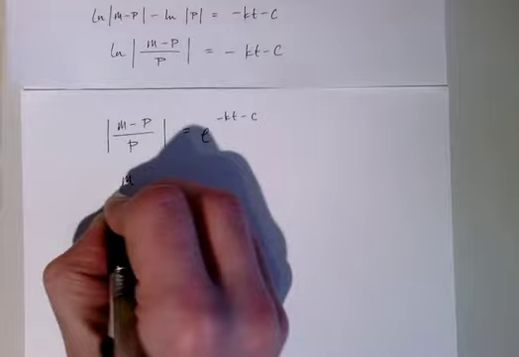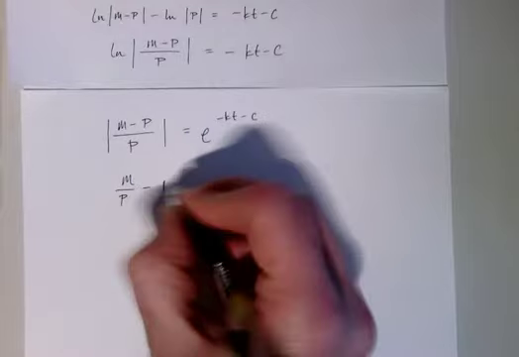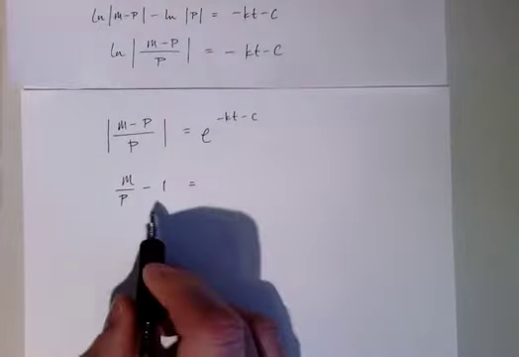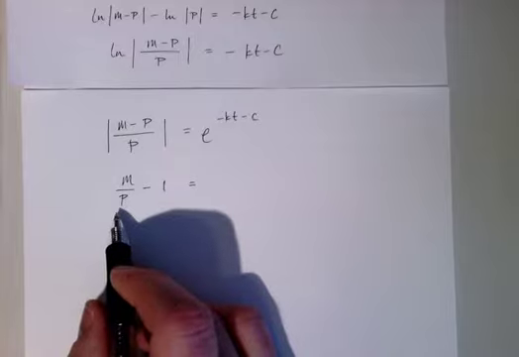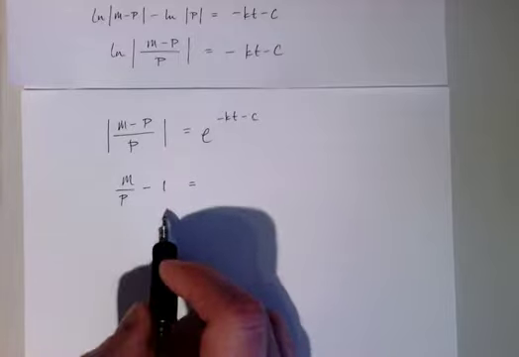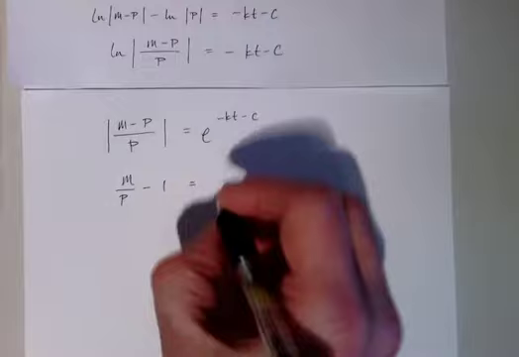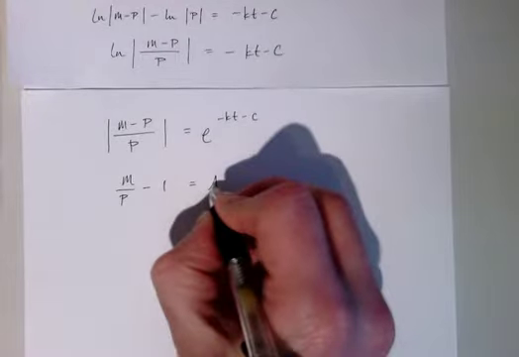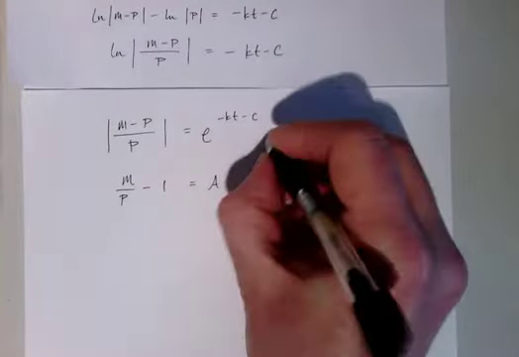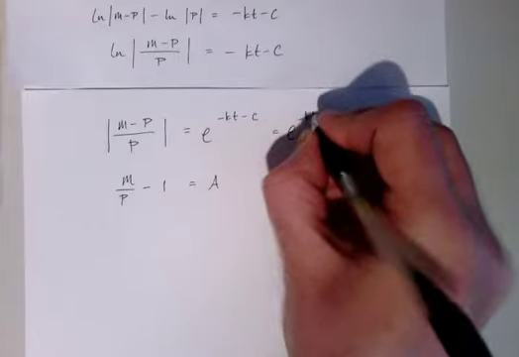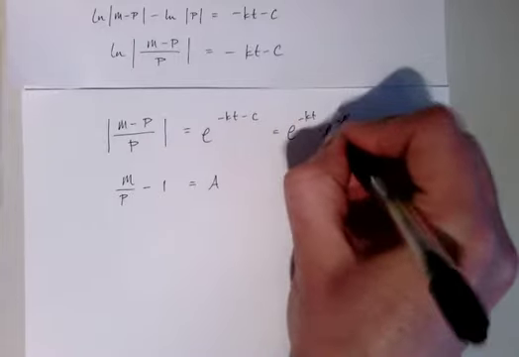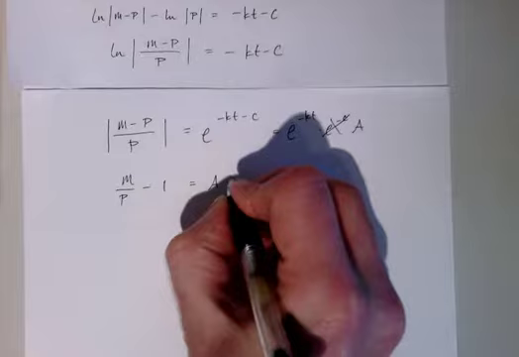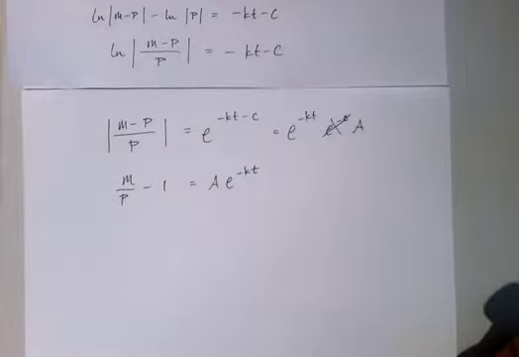As I pull it out of there, I'm going to use the fact that it has a monomial denominator to separate the fraction and simplify p over p. I'm going to use rules of exponents here on this side to take what was e to the negative kt times e to the negative c. We'll call that a. And here we go.